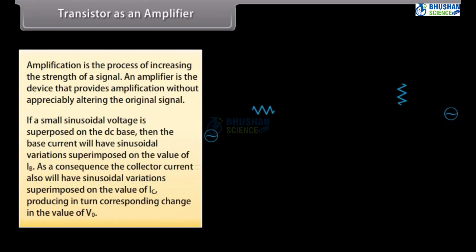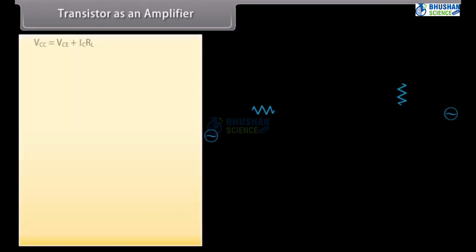If a small sinusoidal voltage is superposed on the DC base, then the base current will have sinusoidal variations superimposed on the value of IB. As a consequence, the collector current also will have sinusoidal variations superimposed on the value of IC, producing in turn corresponding change in the value of V0. VCC is equal to VCE plus ICRL.